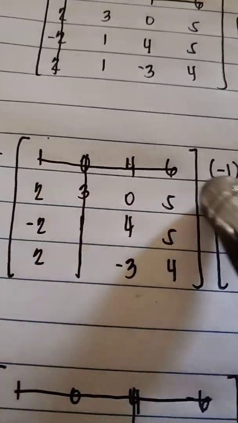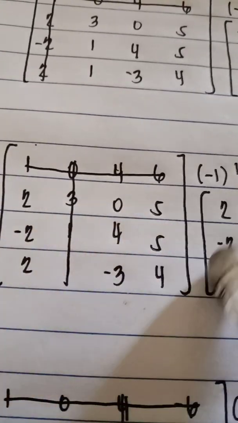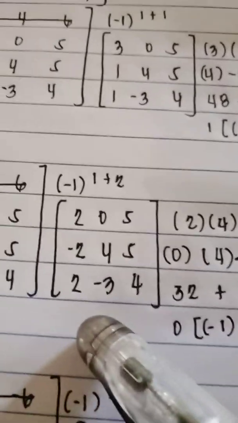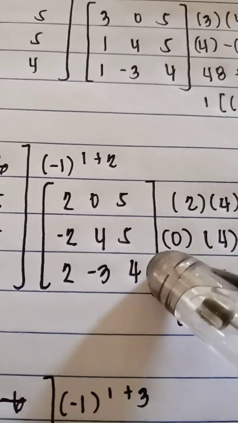Next. So now, we will eliminate the first row and the second column. So negative 1 to the power of 1 plus 2. So the remaining numbers are 2, 0, 5, negative 2, 4, 5, 2, negative 3, and 4. So again, it is a 3x3 matrix. So all we need to do is to get the determinant of this matrix.